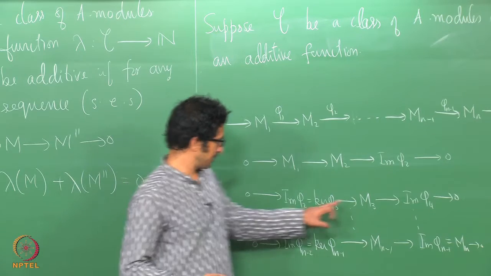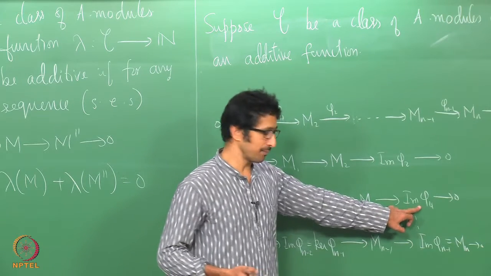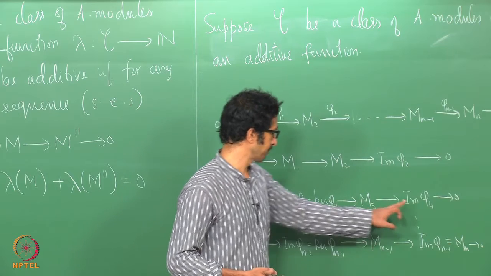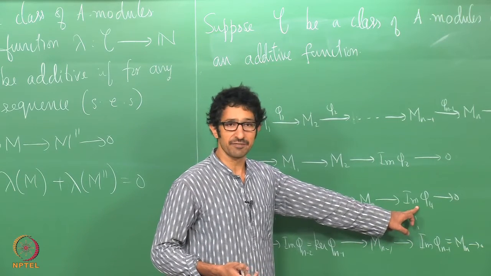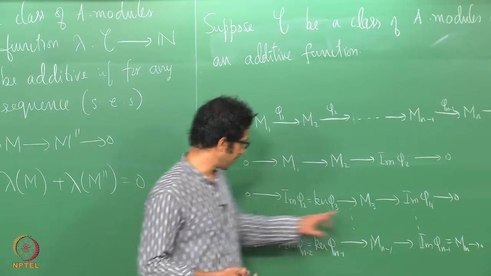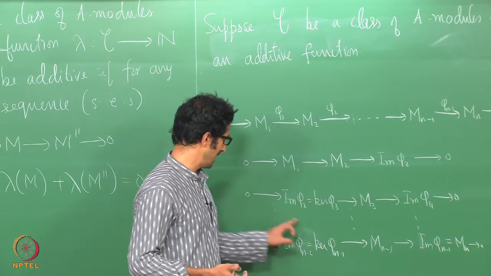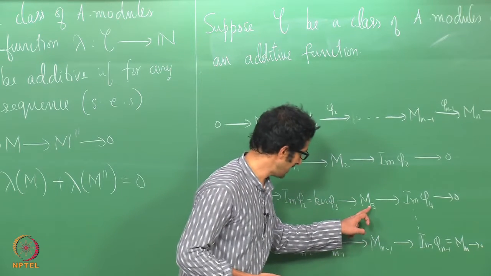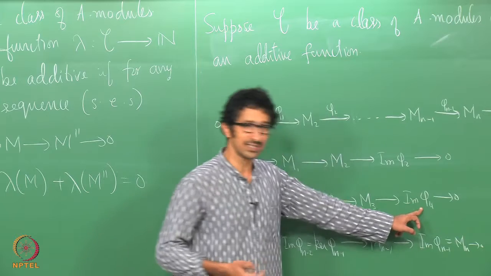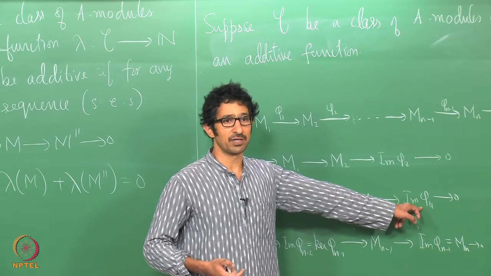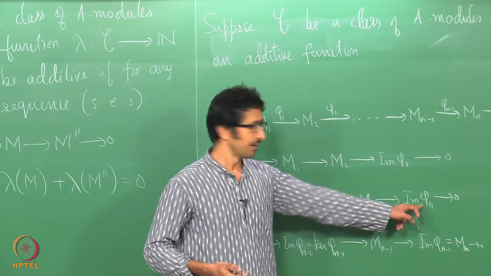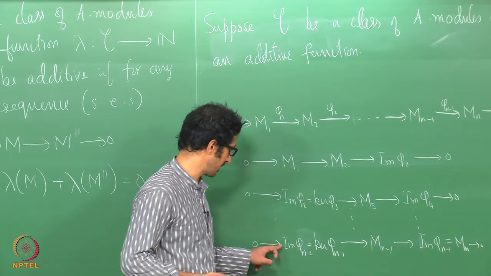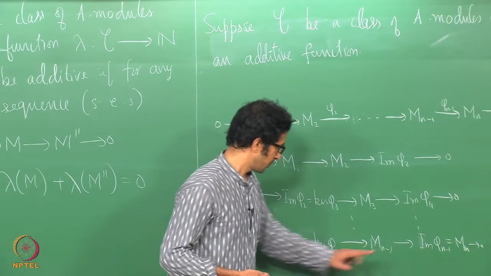But now from here, see, lambda of this plus lambda of m 3 plus lambda of this minus lambda of m 3 plus lambda of image phi 4 is 0. Or in other words, lambda of image phi 2 is same as lambda of m 3 minus lambda of image phi 4. But now image phi 4 I can get from the next exact sequence. I can keep going down. What do I get?